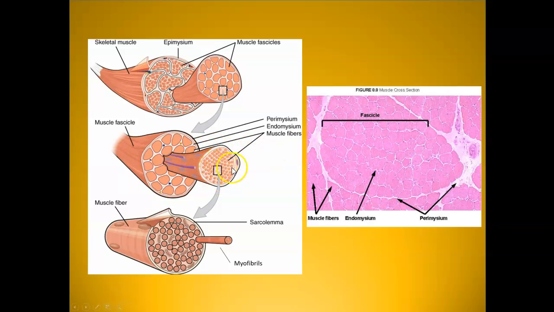But then within each muscle fiber, there are also smaller things called myofibrils, and you can see them here, but we're going to focus on what's going on inside of there. So this is a cross section of a muscle fascicle. You can see inside the muscle fascicle individual muscle fibers. Those are all individual cells right there.